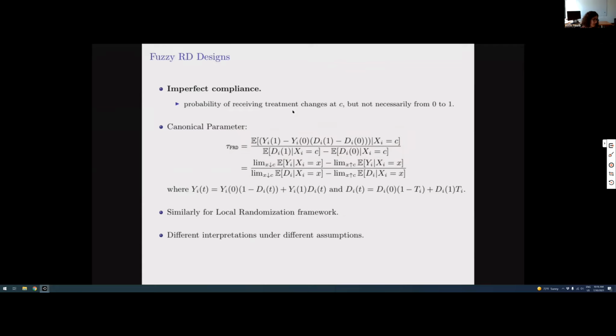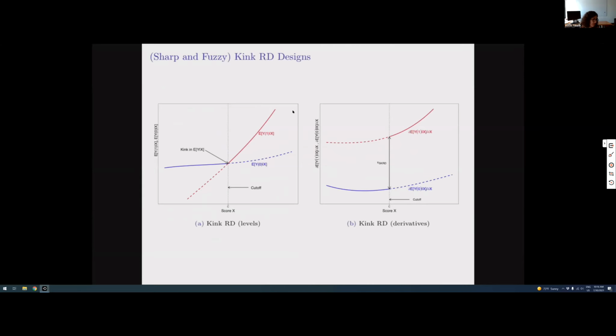And that's going to be a canonical estimate that we can define in both frameworks. So again, like it happens in, say, the instrumental variable framework, you're going to have to bring some additional assumptions, say exclusion restrictions or local independence assumptions, to interpret. But this is one distinction that we might encounter in practice, and fuzzy RD designs are very, very common.